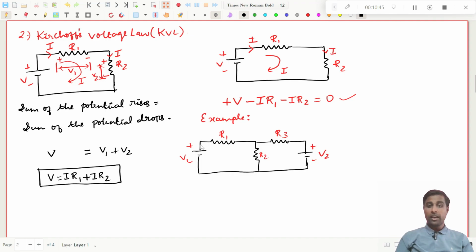Now you see there are two loops, there are two closed paths. So obviously what you have to do, you have to assume two different currents are available now. So this is I1, and what is this? This will be I2. Now you will have two different KVL expressions. First, you draw current directions, then you mark the currents in all the resistors, right?